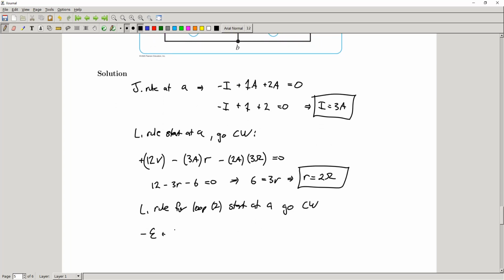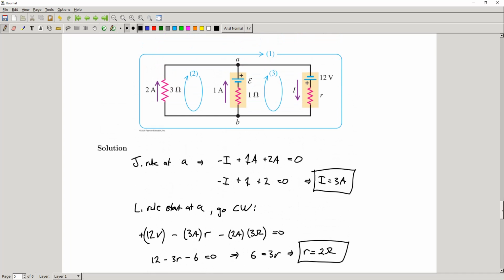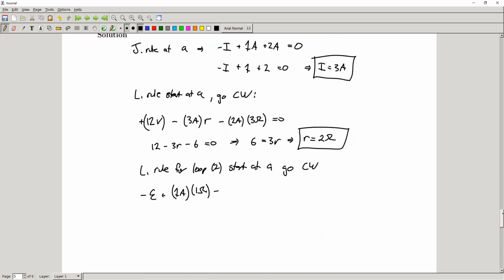So we're going to pick up plus 1 amp times 1 ohm. Then we are going with the direction of our current across this resistor, so we're going to pick up a minus sign. So it's minus 2 amps times 3 ohms, and this has to be equal to 0. Again, we can clean this up. This is going to be minus our EMF plus 1 minus 6 equals 0, and this just means that our EMF is equal to minus 5 volts. Okay.